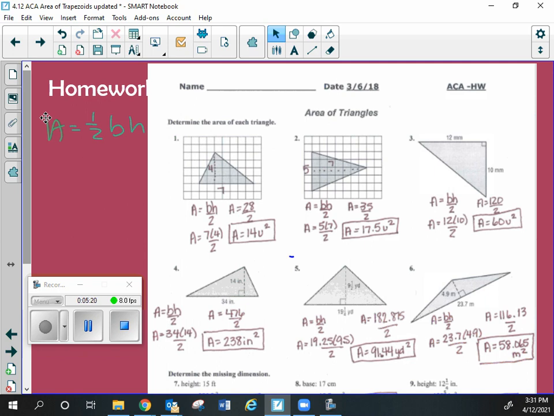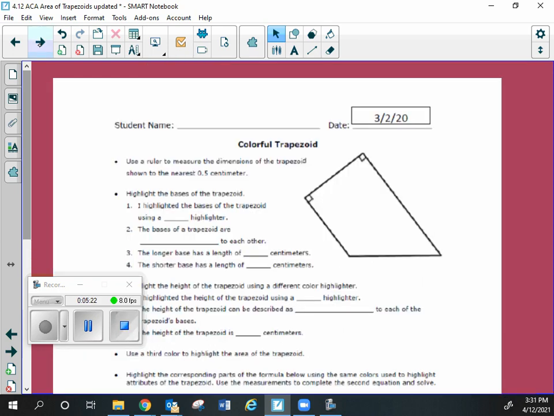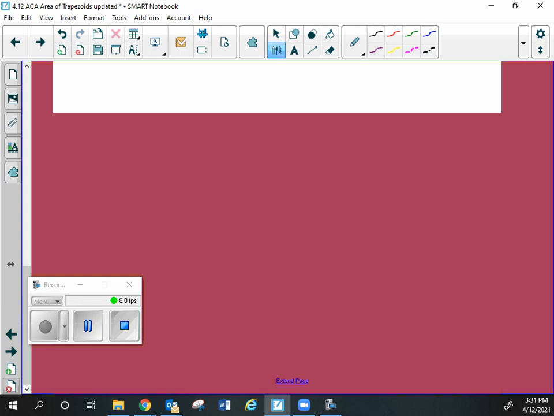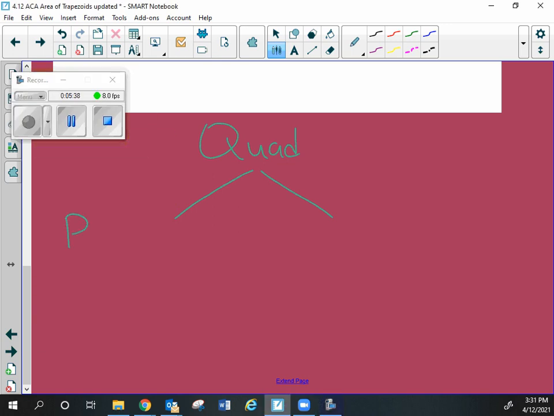Okay? Again, we are talking about trapezoids. I'm not going to record this activity, I'm going to get into the notes, but before we do, I want to review what it means to be a trapezoid. If you remember, I did the little family tree thing, quadrilaterals. There are two branches off the quadrilateral: parallelograms, and then trapezoids.